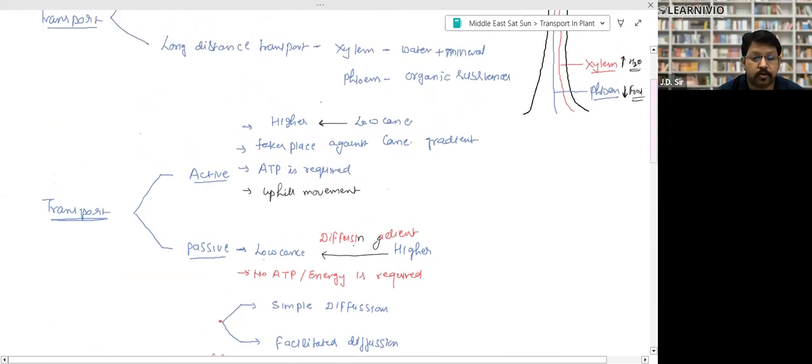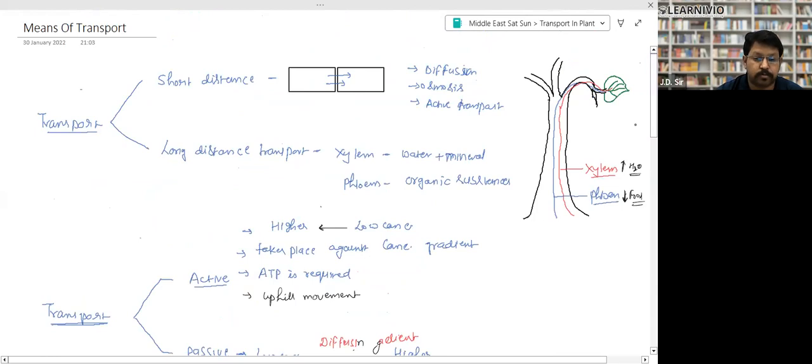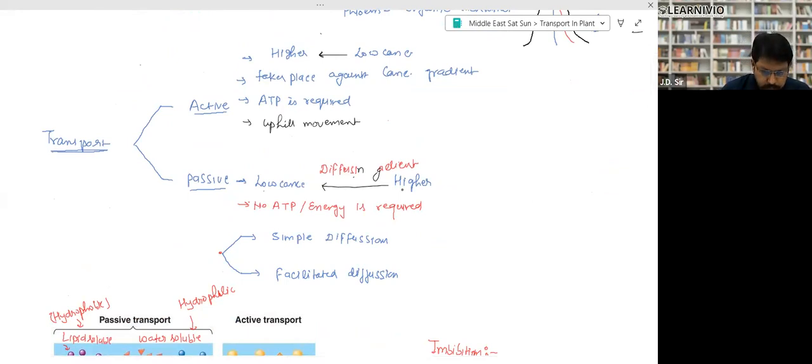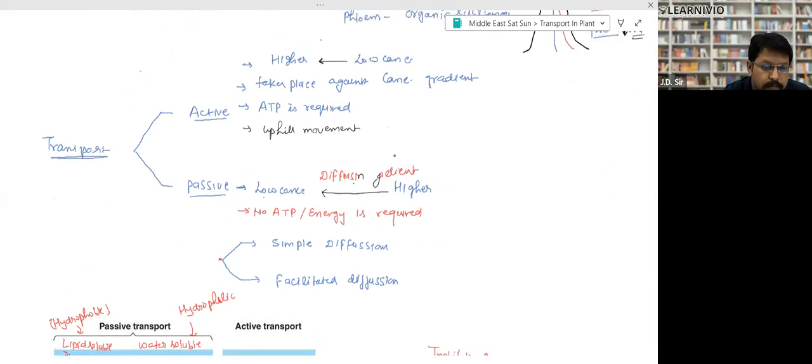If you want, take the screenshot. That is up to you. Sir, can you scroll a little bit?